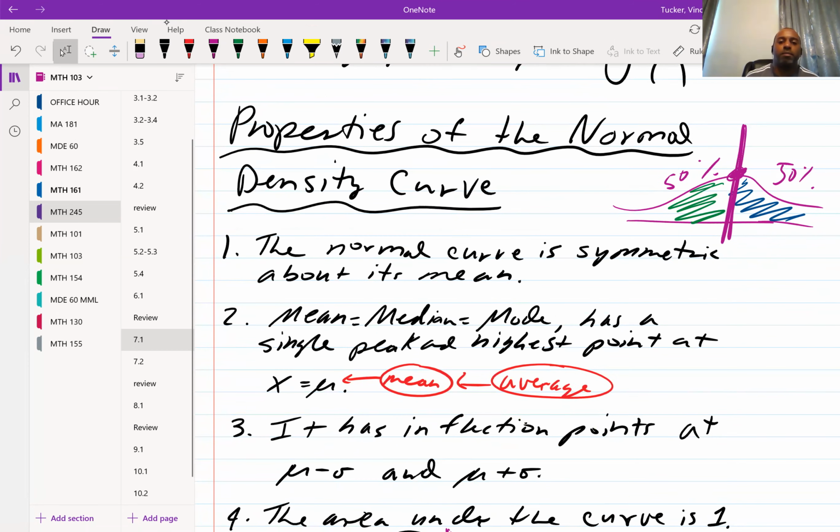Number two, the mean, median, and mode are equal and has a single peak or highest point at the mean. And number three, we already mentioned, has inflection points at your mean plus sigma, or mean plus your standard deviation, and your mean minus your standard deviation.